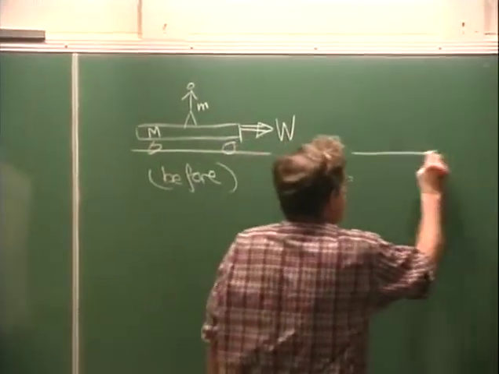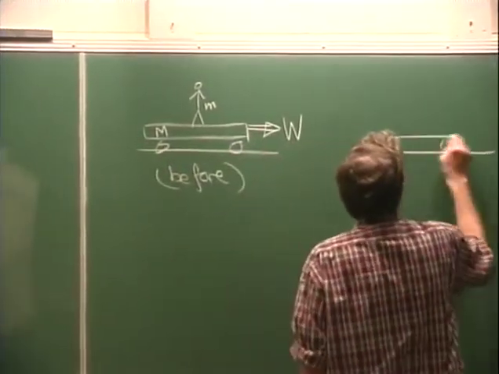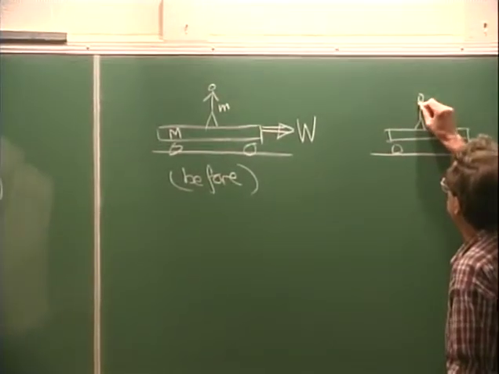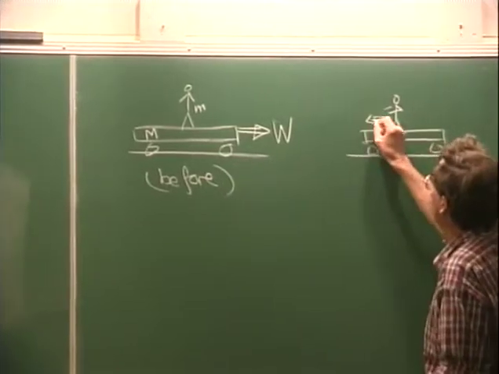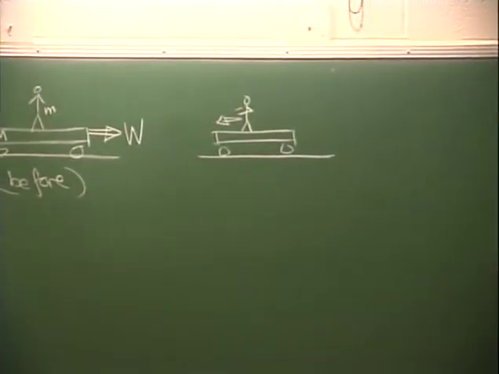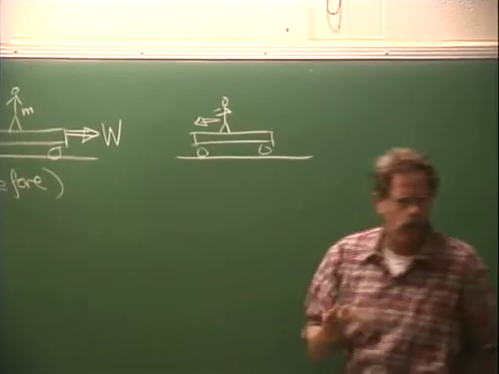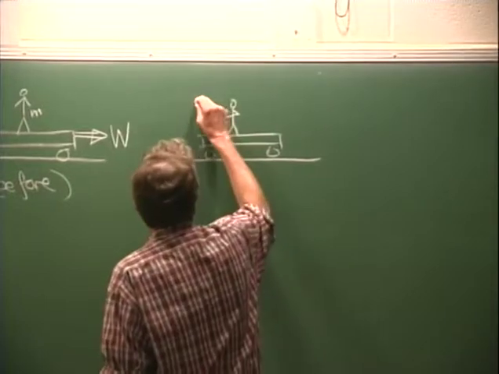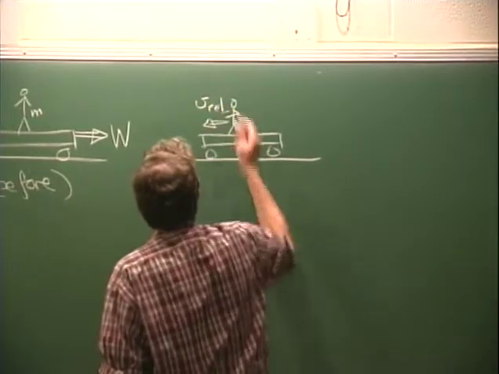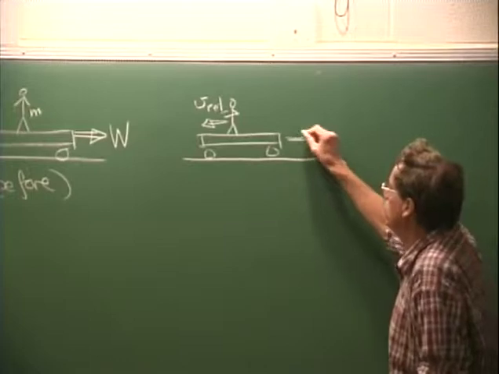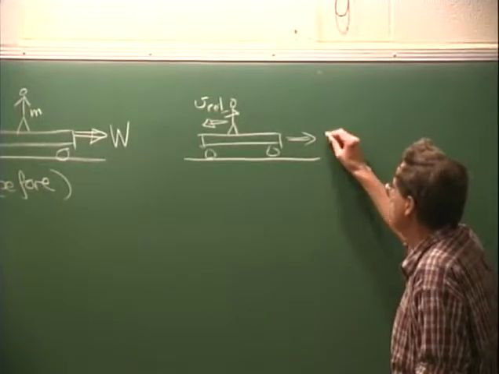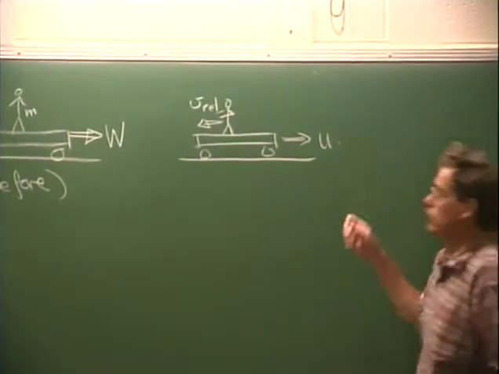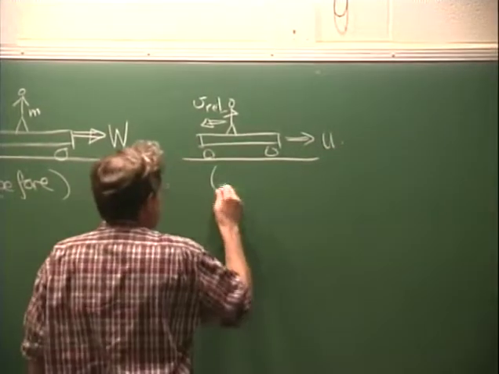And the scene afterwards, he starts walking down the cart so that he's now walking along, and they specified his velocity relative to the cart. So suppose that he comfortably walks at 3 miles an hour or something like that. That's relative to whatever he's walking on. That was given to you. And the cart, meanwhile, is going to be going off at some other speed. Let's call it u. And the question is, what is that final velocity of the cart, u?